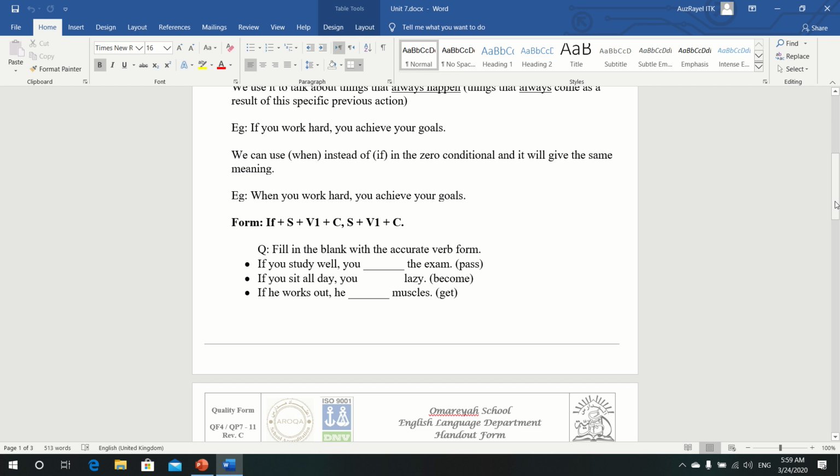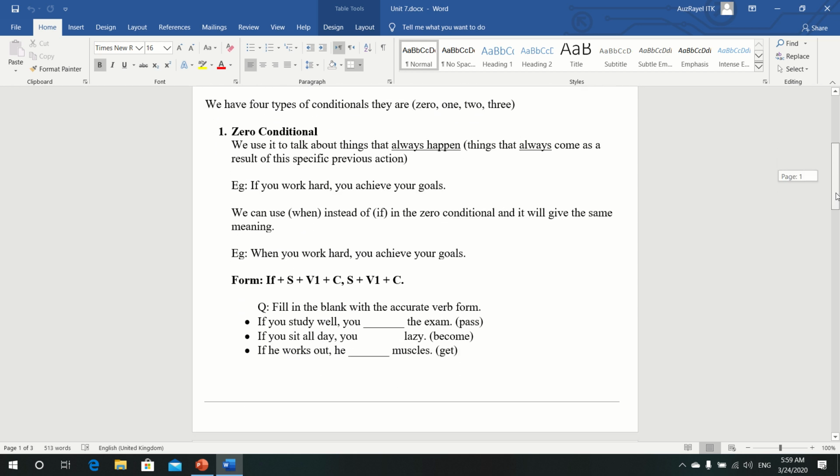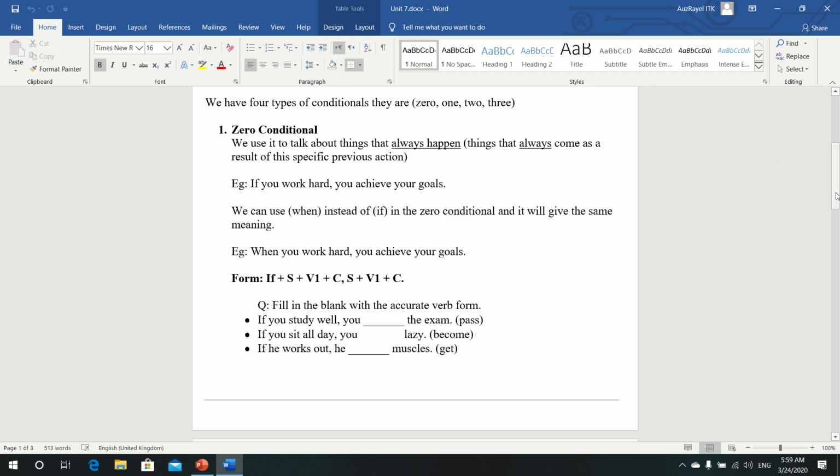So here we have become, and we are going to use the zero conditional as we have said before. So, what type of verb do we use for zero conditionals? It is type 1 or verb 1, sorry. Okay, so if you sit all day, you become lazy.